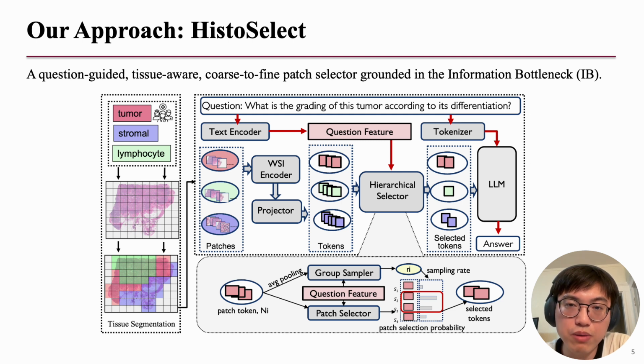Motivated by this, we propose the HistoSelect framework. The framework has two stages. The first is tissue segmentation. It divides the whole slide image into M semantically coherent tissue groups, the segmentation map. And secondly, a hierarchical selector ranks each tissue group against the question, and then selects the most informative patches within each group.